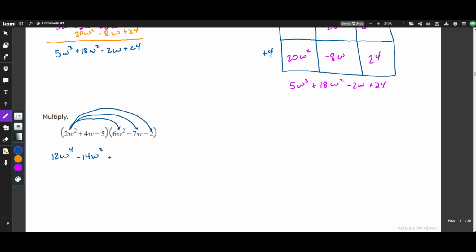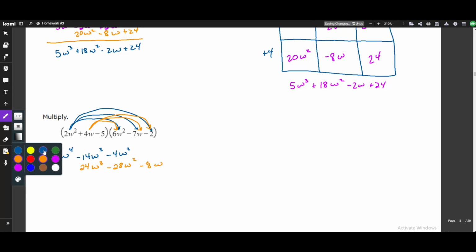Negative 2w squared times negative 2 is negative 4w squared. I'm going to change colors to get the next one going because it's going to get a little bit messy for a bit. So the 4w is going to get multiplied times everything. So 4w times 6w squared is going to be 24w cubed. So I'm going to want to put it in the w cubed column. So this is going to be 24w cubed. 4w times negative 7 is negative 28w squared. And 4w times negative 2 is negative 8w.